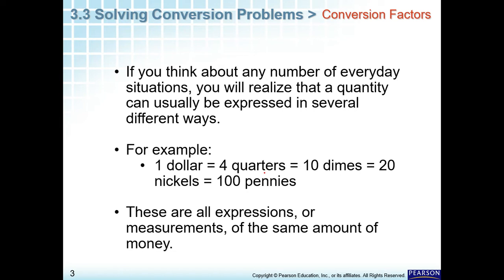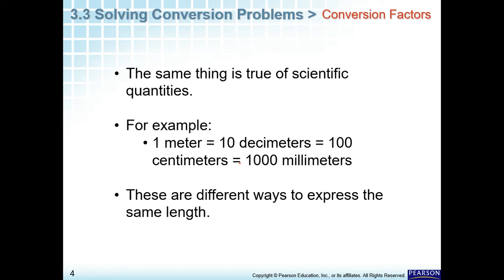One thing to note, and I'm going to point this out here, notice my smallest unit, such as pennies, gets the biggest number. My biggest unit, dollars, worth the most amount, gets the smaller number. Same thing is true of any scientific quantities that we work with. For example, we looked at prefixes a week or so ago. If I said 1 meter, that's the same thing as saying 10 decimeters, or 100 centimeters, or 1,000 millimeters. They're all exactly the same length. The only thing that changed was the unit that I'm using, so my number changed.